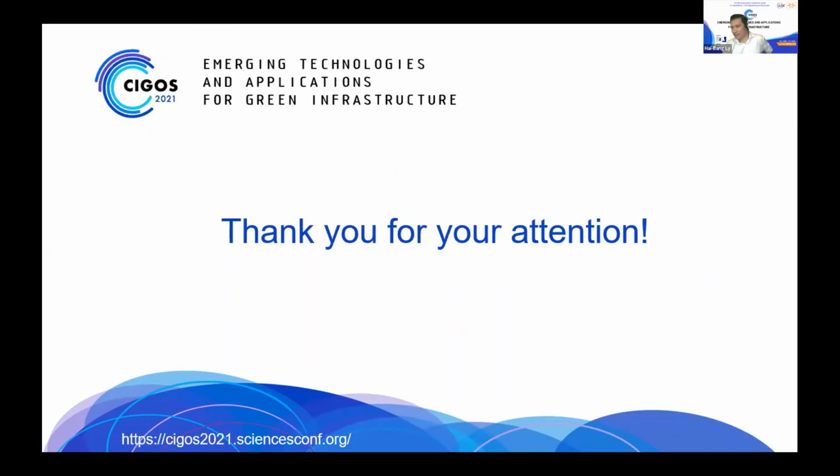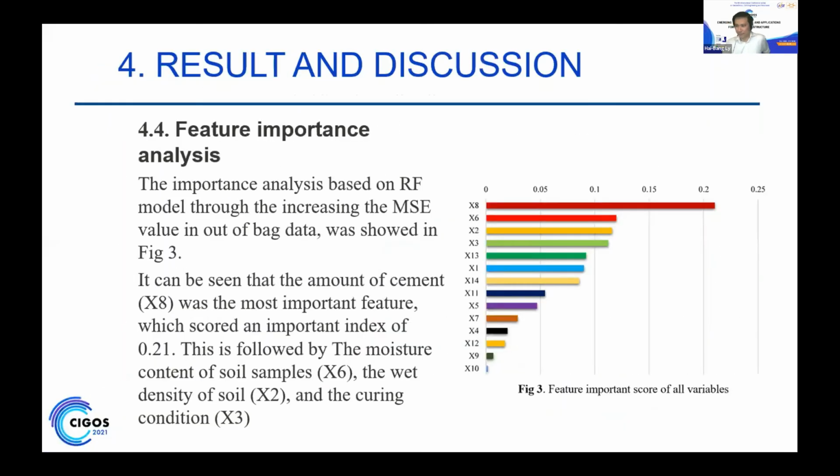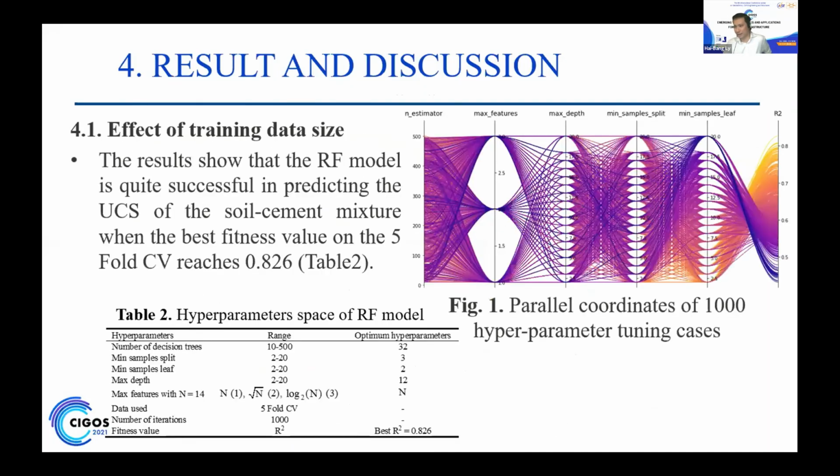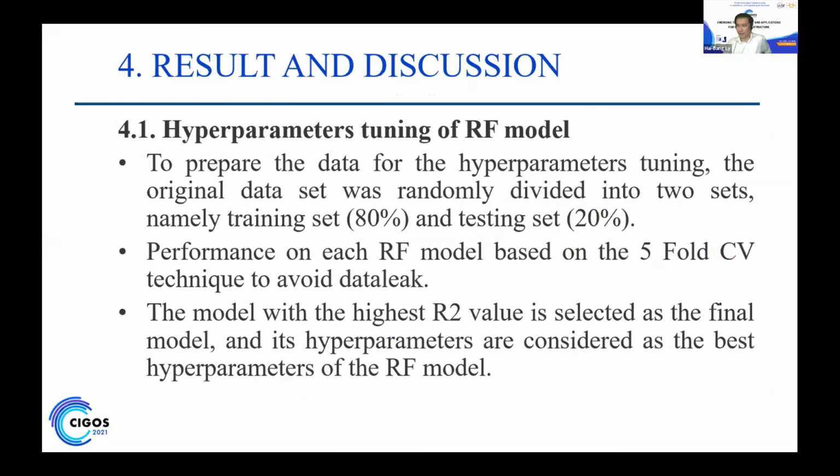Okay, so I have 2 questions for you, Lan. The first one is why did you choose the training to testing ratio of 80-20, but not different ratios such as 70-30 or even 60-40 or something like that?